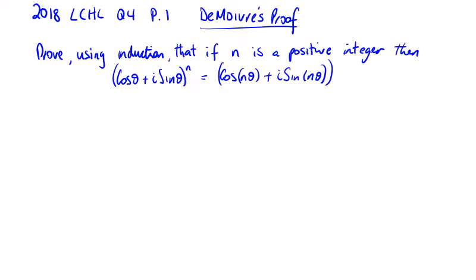So we have to show it's true for n is equal to 1. Then we assume true for n is equal to k. And then we prove true for n is equal to k plus 1. So let's have a look here.